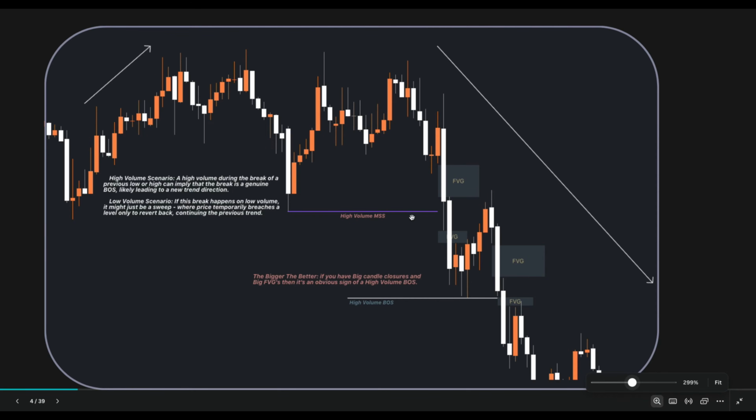So here you have a high volume market structure shift or a change of character, because initially we were going up. You have a break of structure going down. You actually have two fair value gaps, or if you were to switch to a higher time frame, this would be an entire fair value gap on its own. Now the bigger the better.